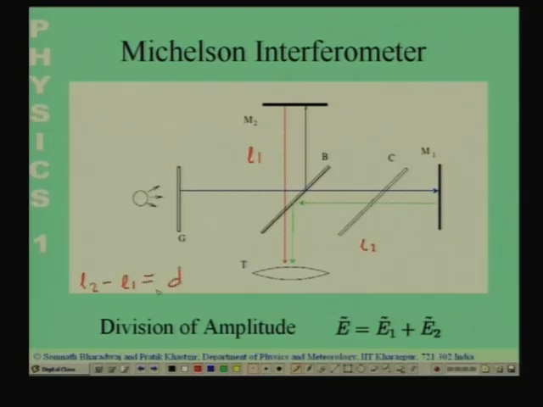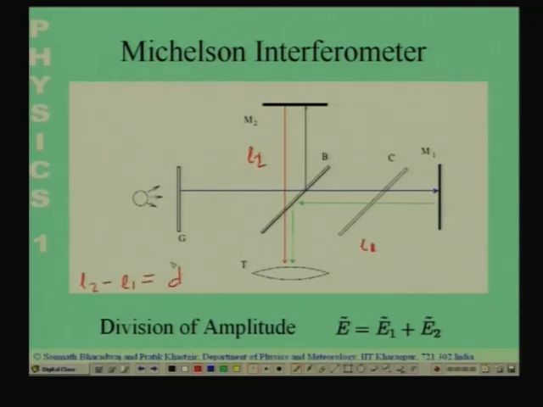So, let me remind you again what L2 and L1 are. Let me just change the nomenclature. Let me call this L1. Let me call this M2. So, L1 is the length of the arm from the beam splitter to the mirror M1. L2 is the length of the arm from the beam splitter to the mirror M2. We assume that L2 is larger, though it does not make a difference which one you assume to be larger. If you assume that L2 is larger, then L2 minus L1 we will call D. D is the difference in the arm lengths. The point to remember is D is the difference in the arm lengths. If the two arms have exactly the same length, the difference D will be 0. If one of them is longer, then D is the difference in the arm lengths.